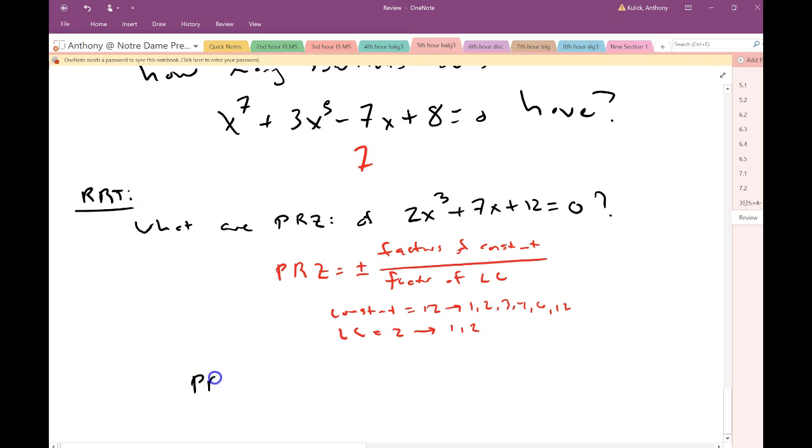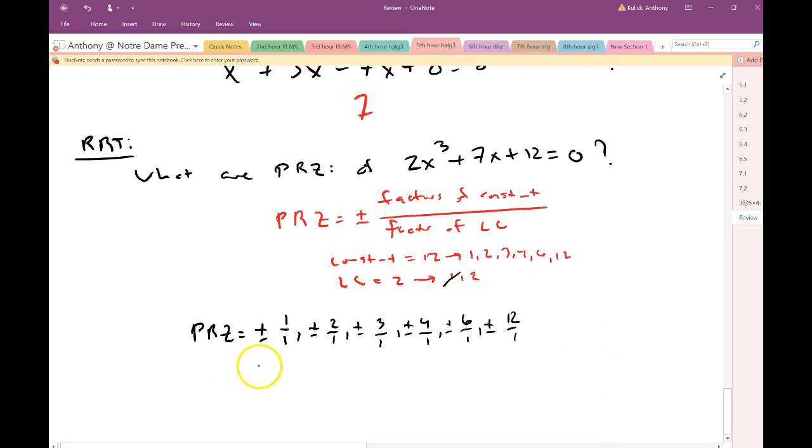So my possible rational zeros then are plus or minus 1 over 1, plus or minus 2 over 1, plus or minus 3 over 1, plus or minus 4 over 1, plus or minus 6 over 1, plus or minus 12 over 1. So we've done every factor of 12 over 1. Now we have to do every factor of 12 over 2.